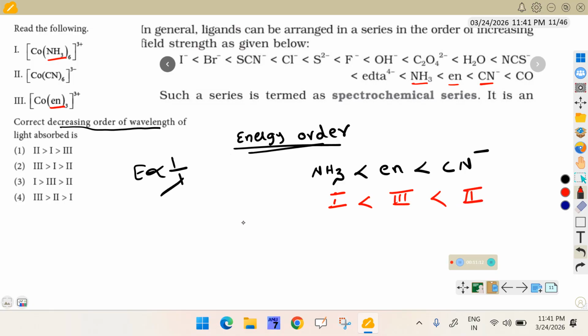Based on this wavelength order, energy is inversely proportional to wavelength. So 1 greater than 3 greater than 2.